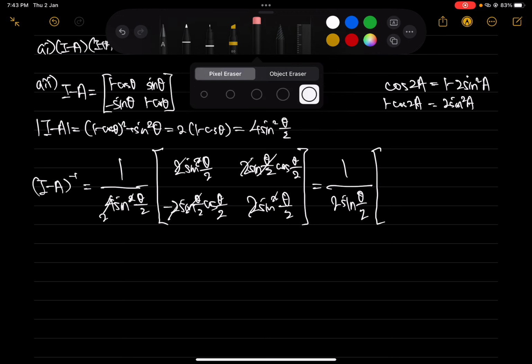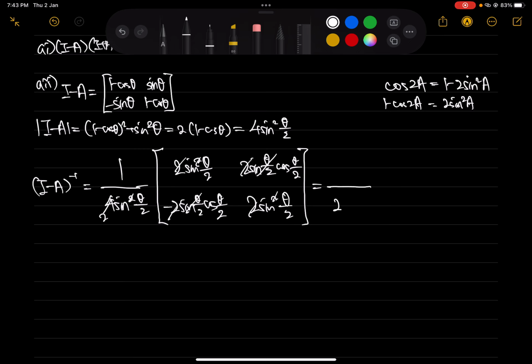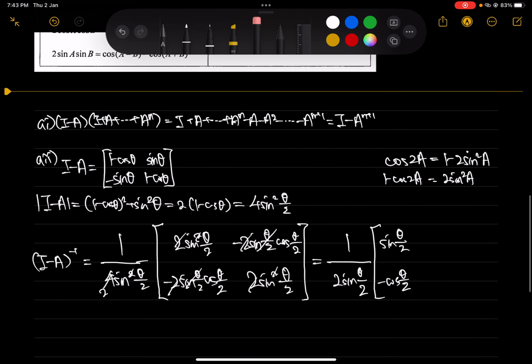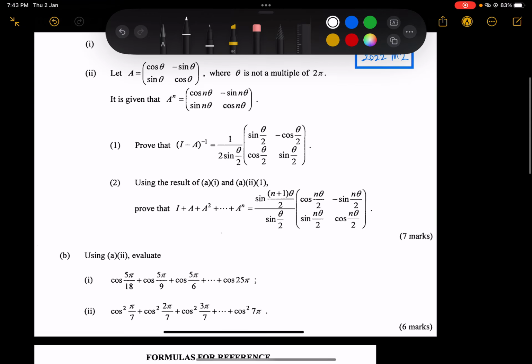Oh my gosh, I need to improve my handwriting so bad. Okay. 2 sine of theta over 2, 1. And then put in the sines and cosines. The negative should be there. And that's it for part A2-1.